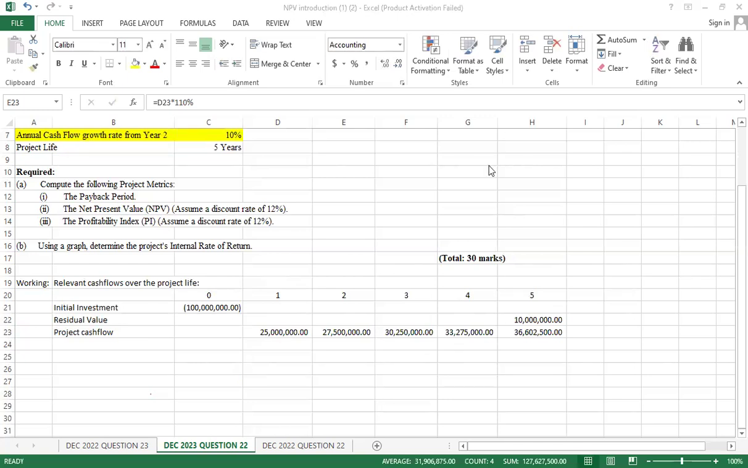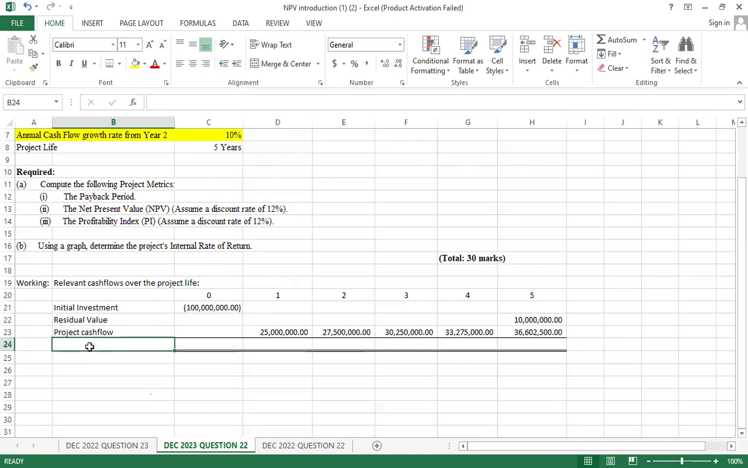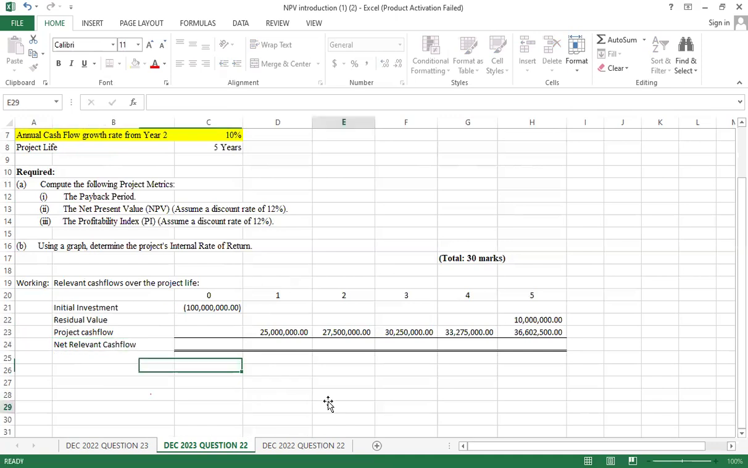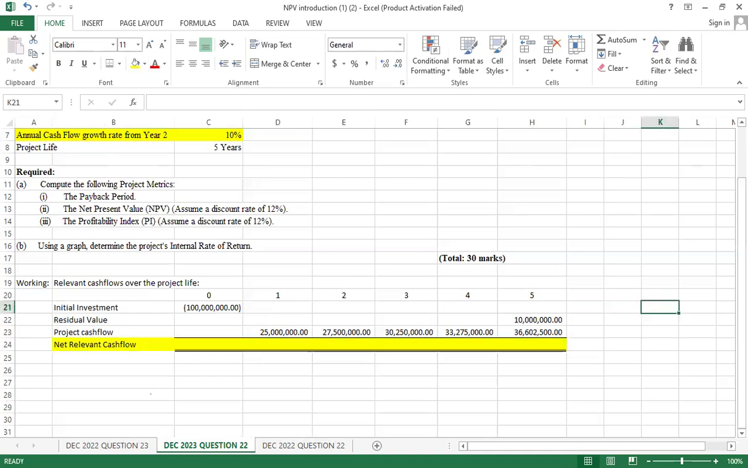All right, so with that, of course, we are through, and so we can compute the total for each year. We do not have more cash flows, and so that is it. Let's get our net relevant cash flow per year. So this is what we are looking for to help us compute what the question wants.